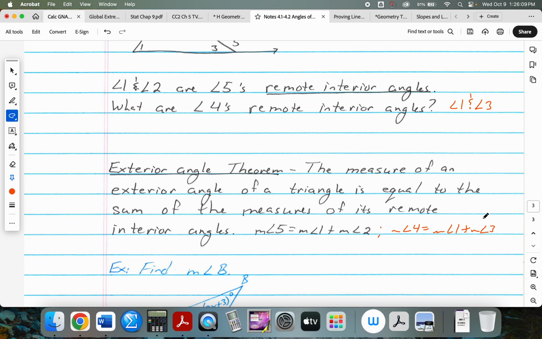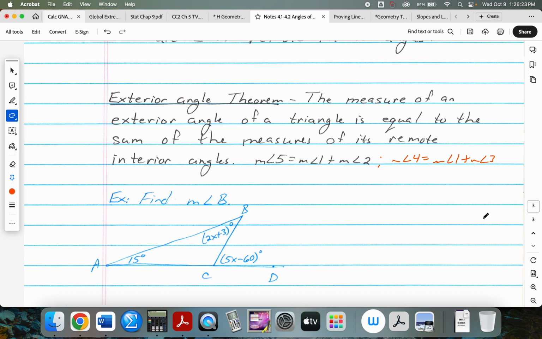Again, it makes problems where you're having to find a lot of angles, using this theorem, a lot of times it makes your work faster and you're less likely to make a mistake because you're doing fewer computations. This example, though, you have to use the exterior angle theorem.